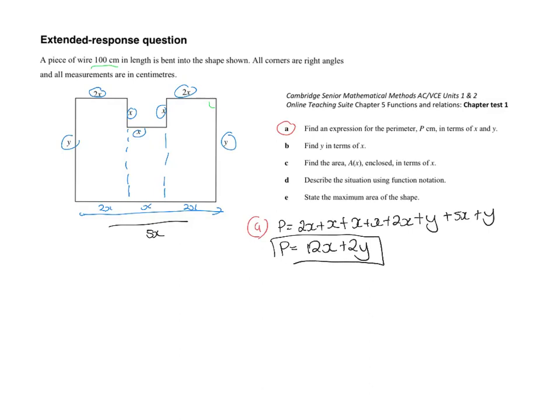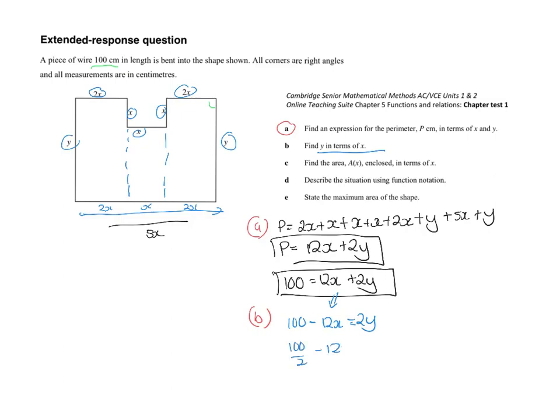Now, we know the perimeter is 100, so I could write 100 equals 12x plus 2y. So there's an expression. Okay, in part B, it says find y in terms of x. So I can rearrange this to have y equals. I bring the 12x to the other side, so 100 minus 12x equals 2y, and then I divide by 2, so 100 divided by 2 minus 12x divided by 2 equals y. So I get this formula, y equals 50 minus 6x. So I now have a formula for y.